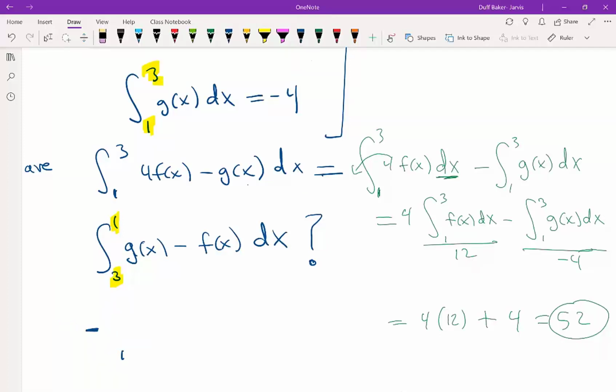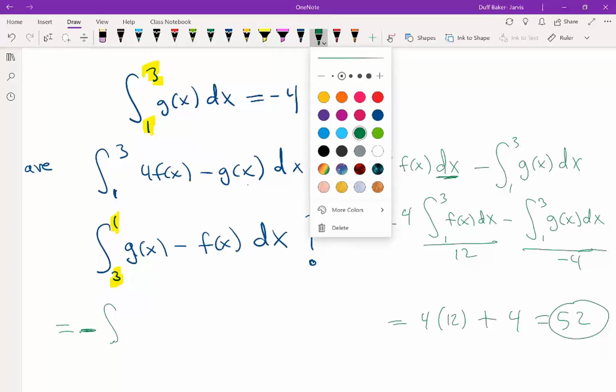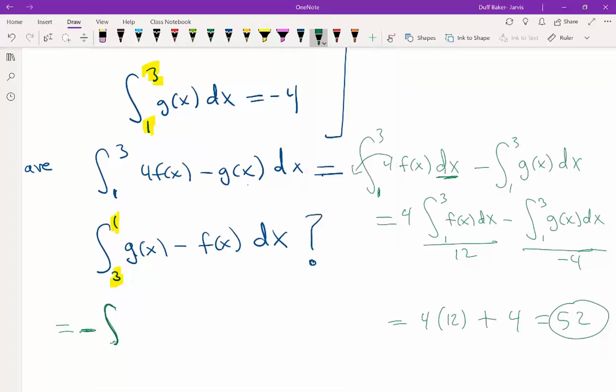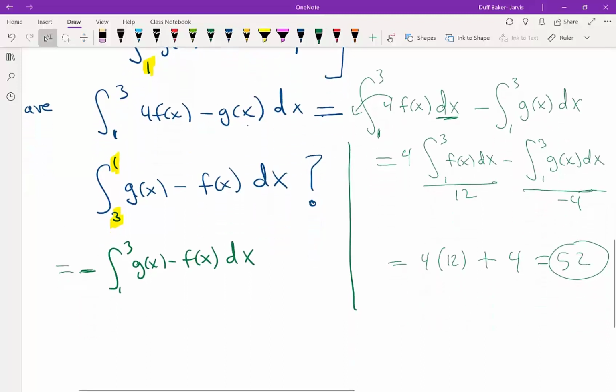Or maybe let's do this in a different color again. So we have to add this extra negative. Integral of 1 to 3. Integral 1 to 3. Everything else stays the same. Then we would break it up again. So we'd have minus integral of 1 to 3 of g of x.